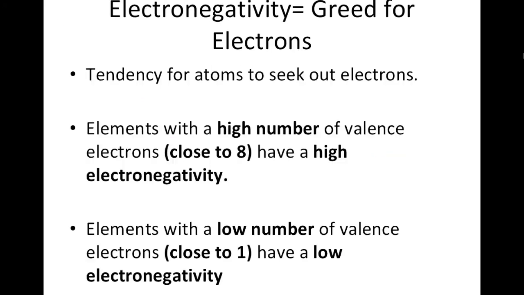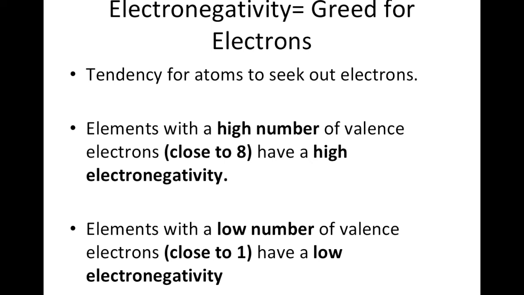Now you might be like, okay, why do they care so much about electrons? It has to do with this principle or idea called electronegativity. The easiest way to explain it is a greed for electrons. So atoms want to seek out electrons. Any atom or element that has a high number of valence electrons, that means they're very close to 8, is going to have a high electronegativity. They really want to complete that set. They really want to make sure that they get to that number of 8.